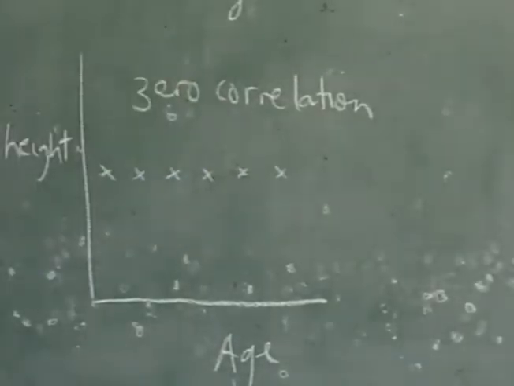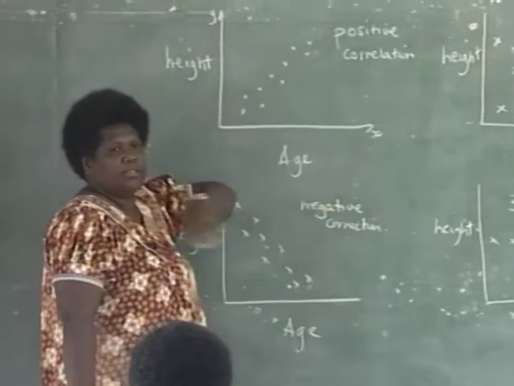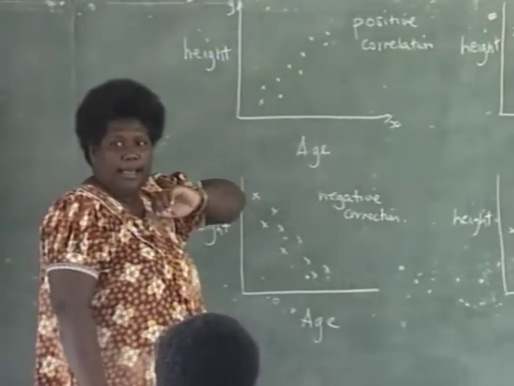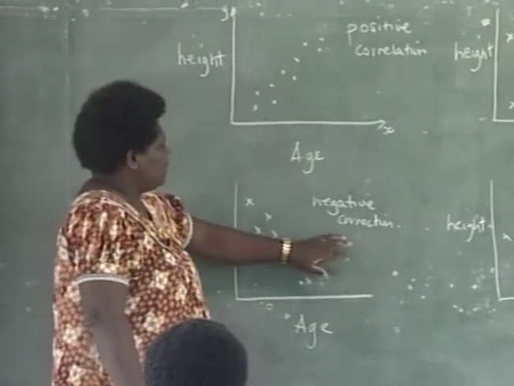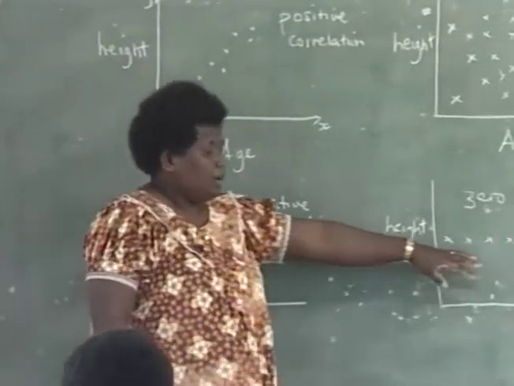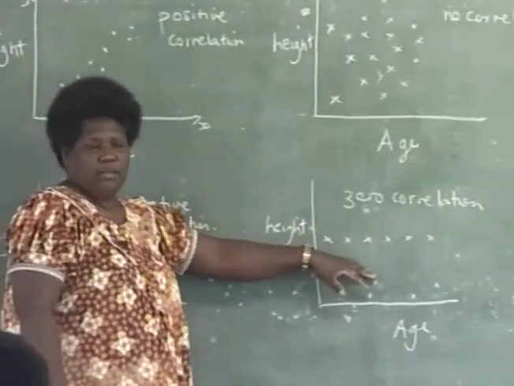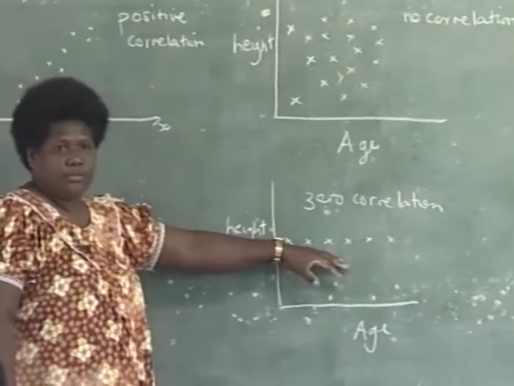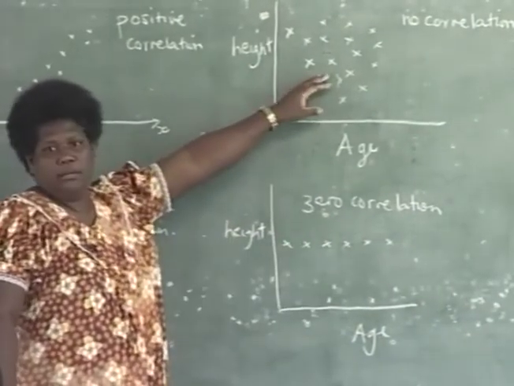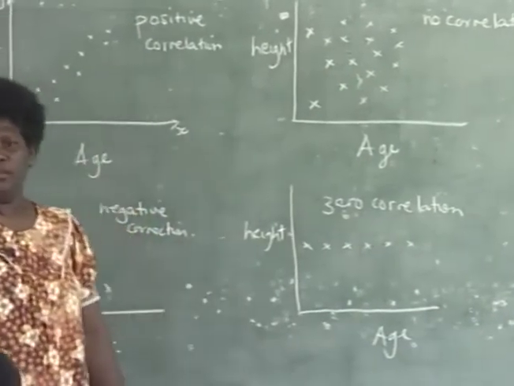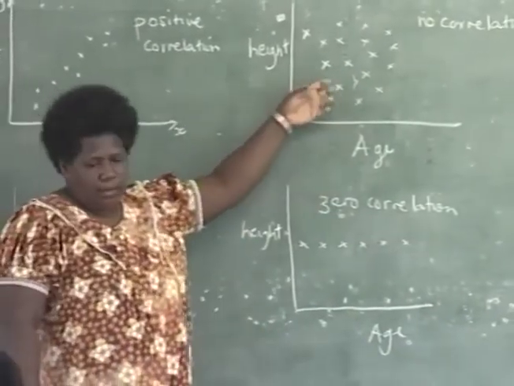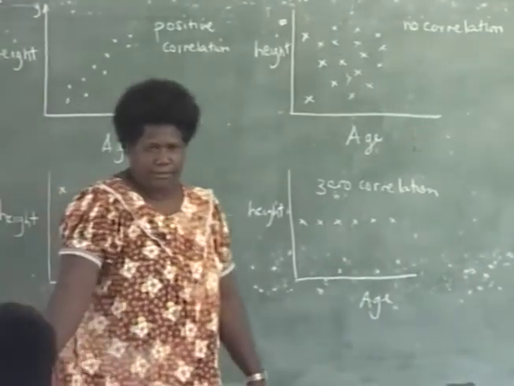Now, note the way these are related to the gradient of the line. This is a positive gradient, this a negative gradient. This one is a horizontal line which has a gradient of 0. With this one, there doesn't seem to be any gradient or any line formed. Okay, that's the first thing.